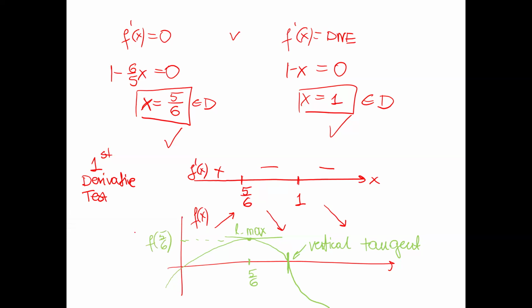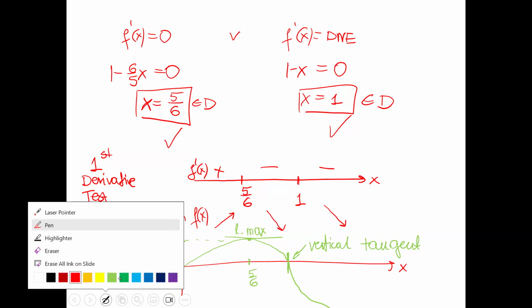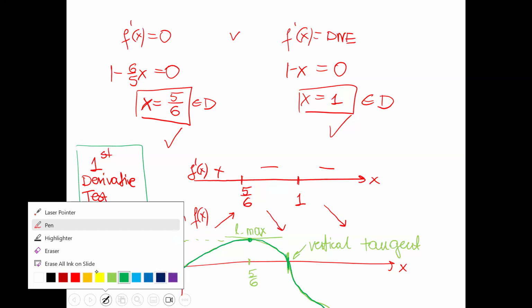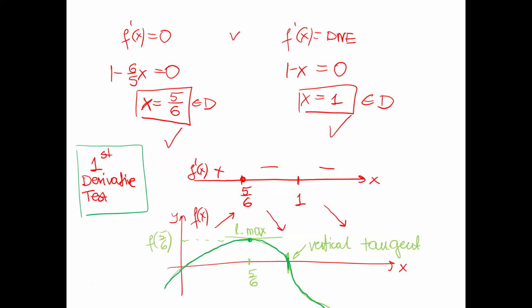Let me color the local maximum. The function is increasing and then decreasing, with a vertical tangent, and is decreasing. That's the draft based on the first derivative test. The critical points are 5 over 6 and 1, and we have the monotonicity, the increasing and decreasing intervals.